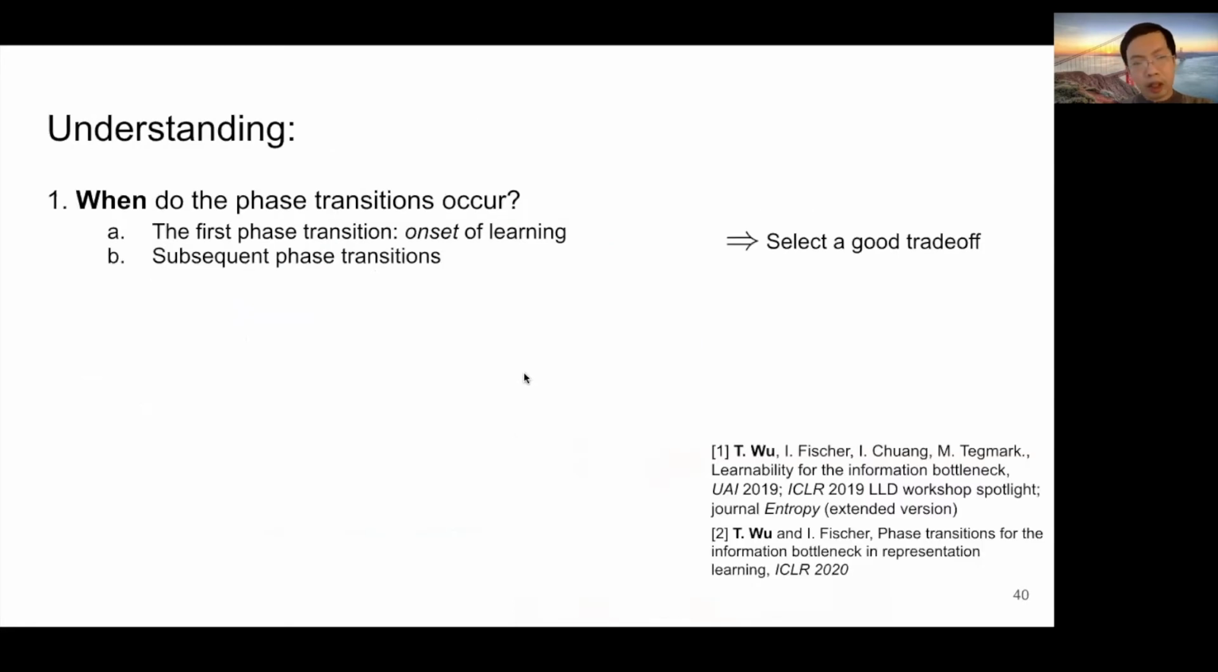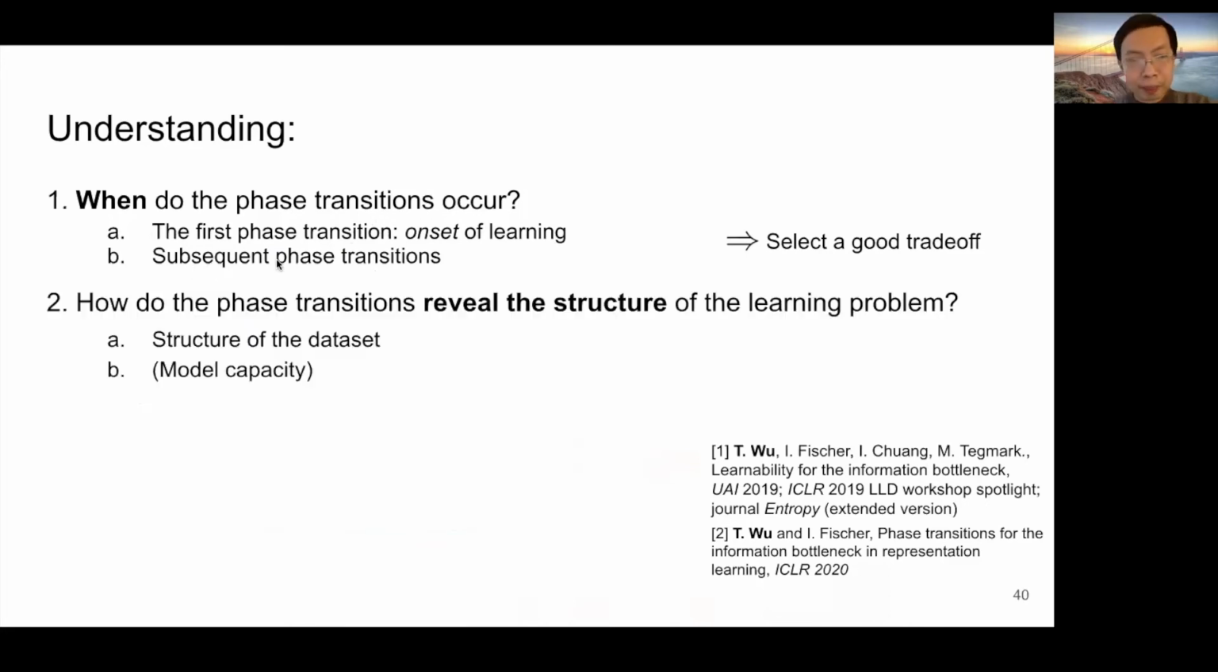And then we want to understand this even further and ask, when does this transition occur? For example, when does the first transition occur, and when does the subsequent phase transition occur? And also, how do these transitions reveal the structure of the learning problem?